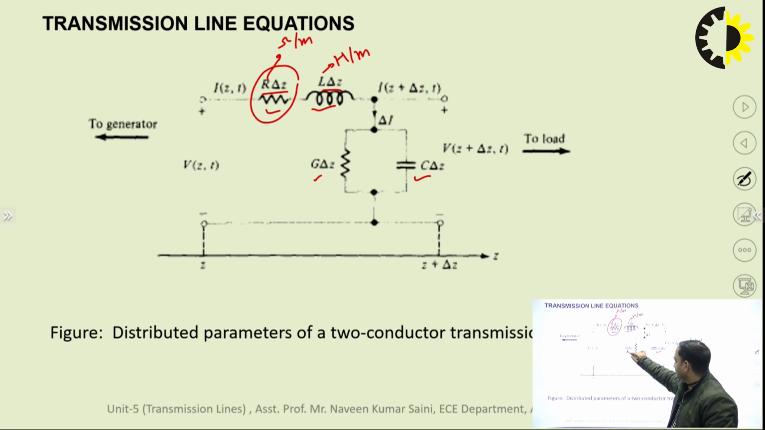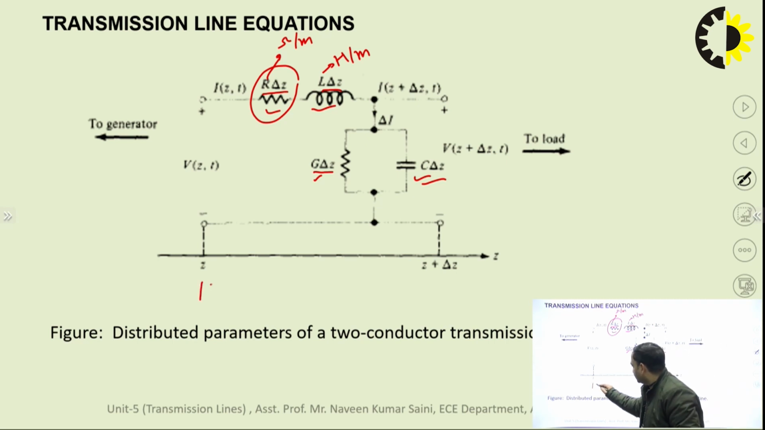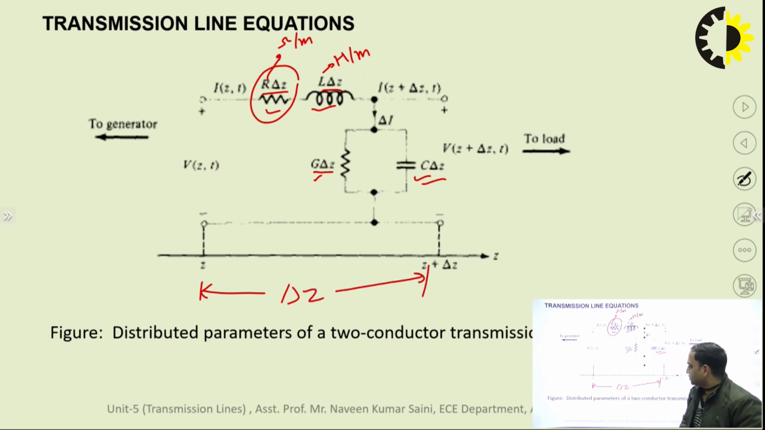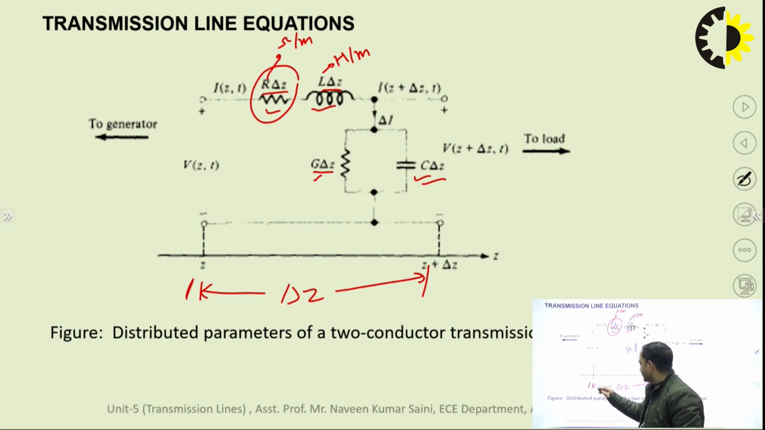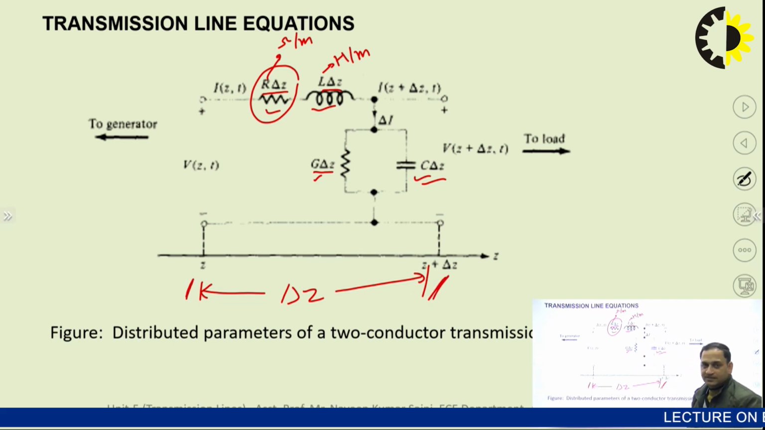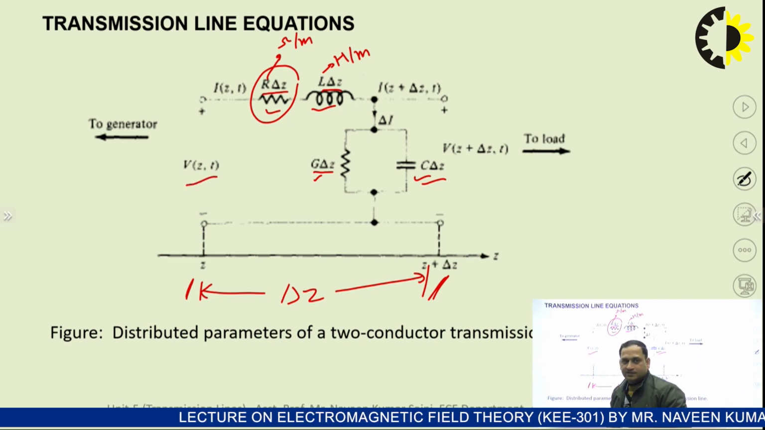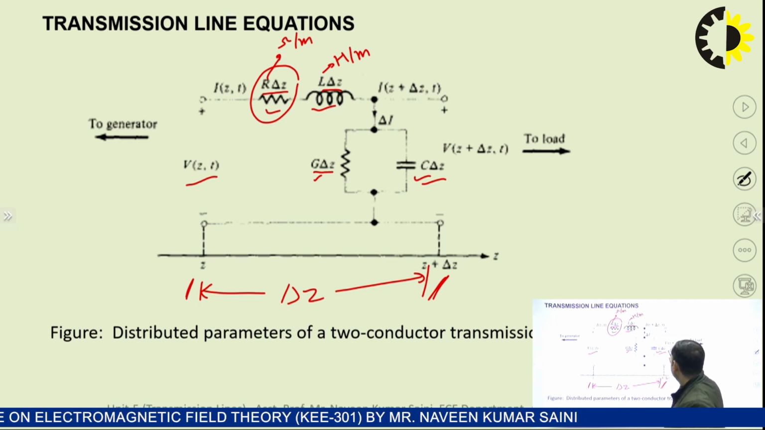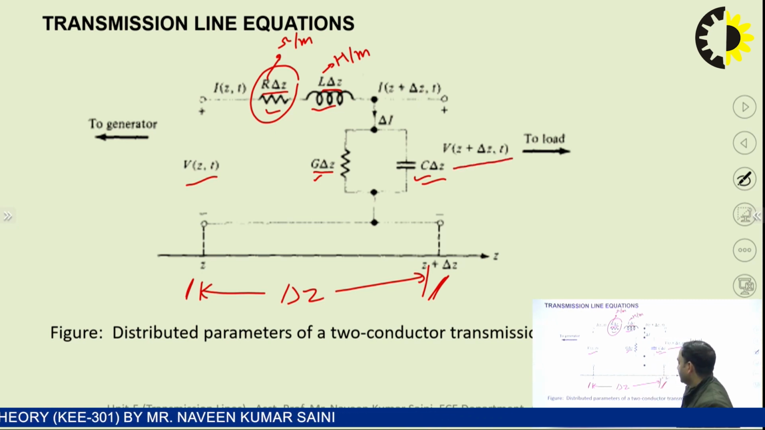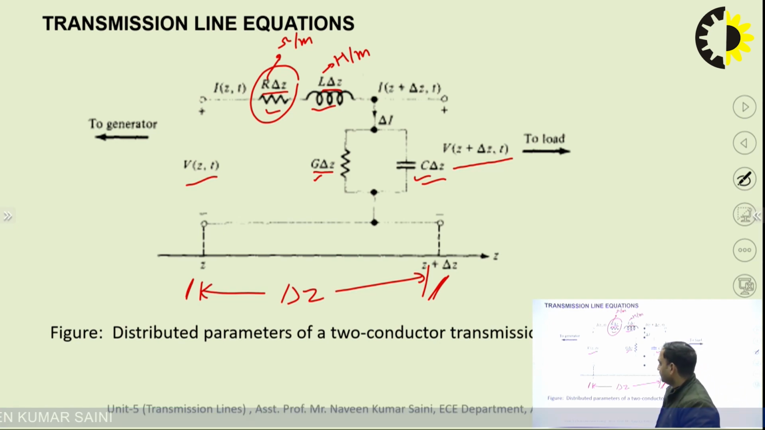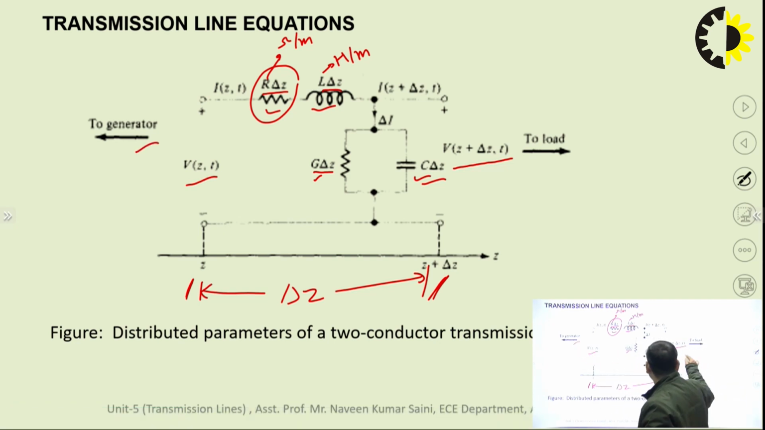When we take G into delta z, this becomes the Siemens, and C into delta z becomes the farad. Delta z is the length of this cross section. At the initial end we have z, and at the terminating end we have z plus delta z. We are using v(z,t) at the input side, and we get v(z plus delta z, t) at the load side. This is towards the generator and this one is towards the load.